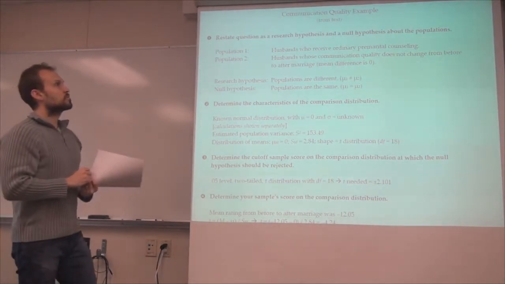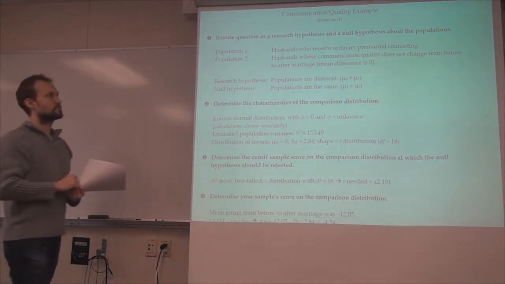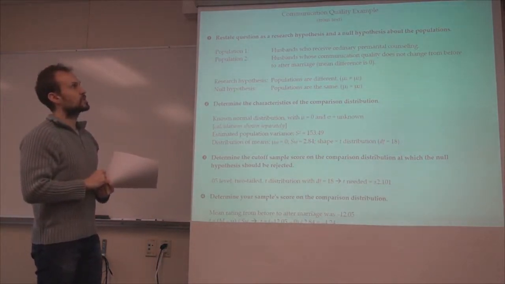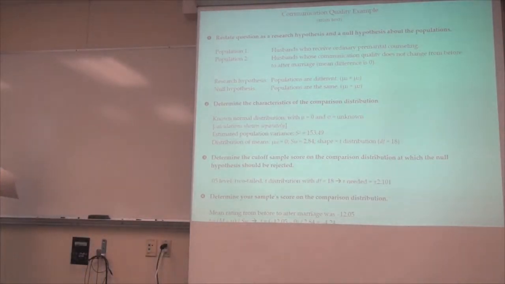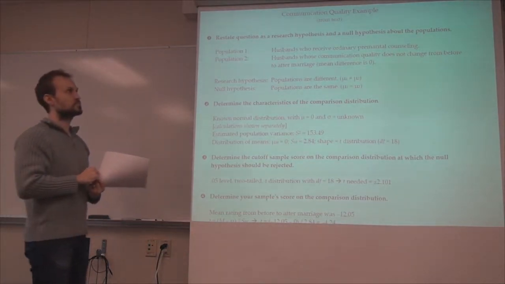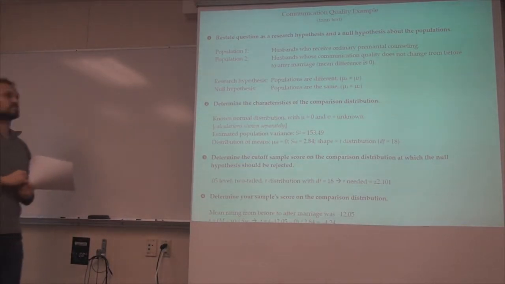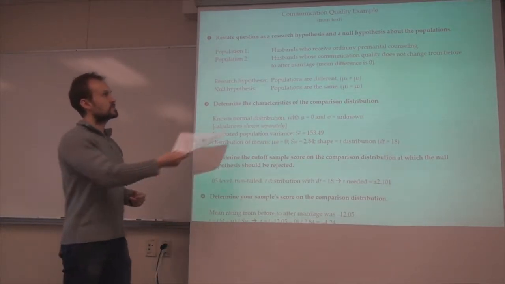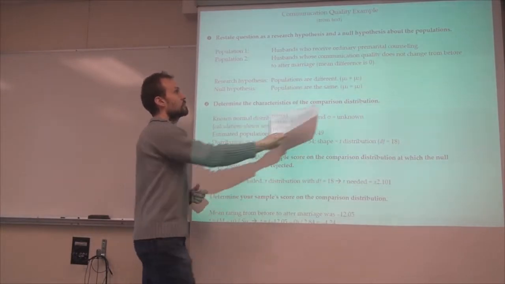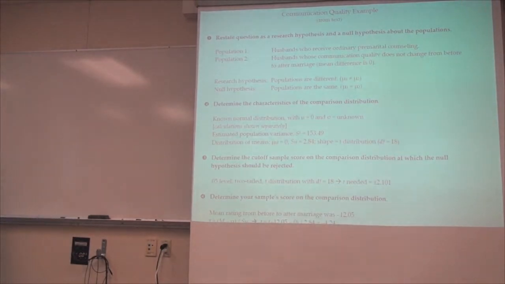So my population 1 will be husbands who receive the counseling through the process of getting married. Population 2, husbands whose communication quality does not change from before. I'm trying to see if I take a sample of my population 1, all husbands who receive the counseling, is there a change? Is there a difference that's significantly not zero? So my research hypothesis is that the populations are different, and now mu2 I can see as a zero. I'm testing it against no change.